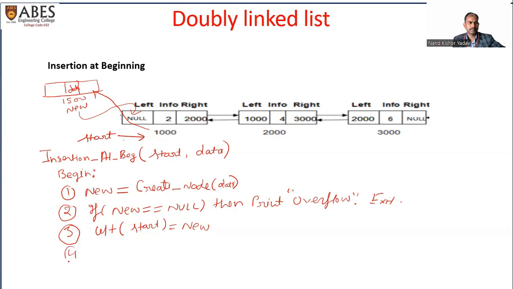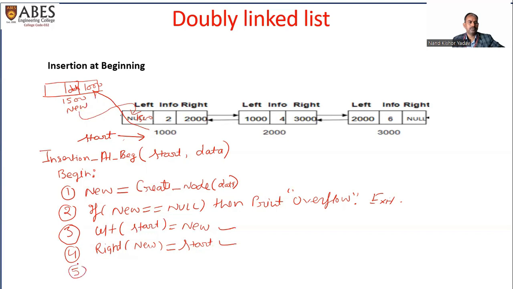Now in the fourth step, we have to write right of new. Right of new will contain start variable. Start means here we have to put address 1500. So using this step we have performed that, and here we have to put the 1000 address. So we use this step for that.